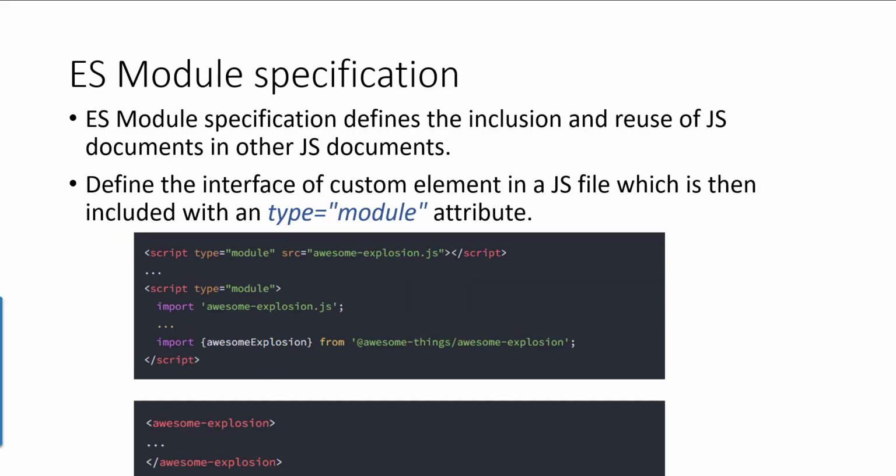Similarly, we can also use the ES module for loading the scripts, so that whenever we create a custom element inside a JavaScript file, it needs to be defined as a module. So when we include the custom elements JavaScript inside the application, we can define the type as module so that it loads as an ES module, and then you can simply call the custom elements within your HTML page.